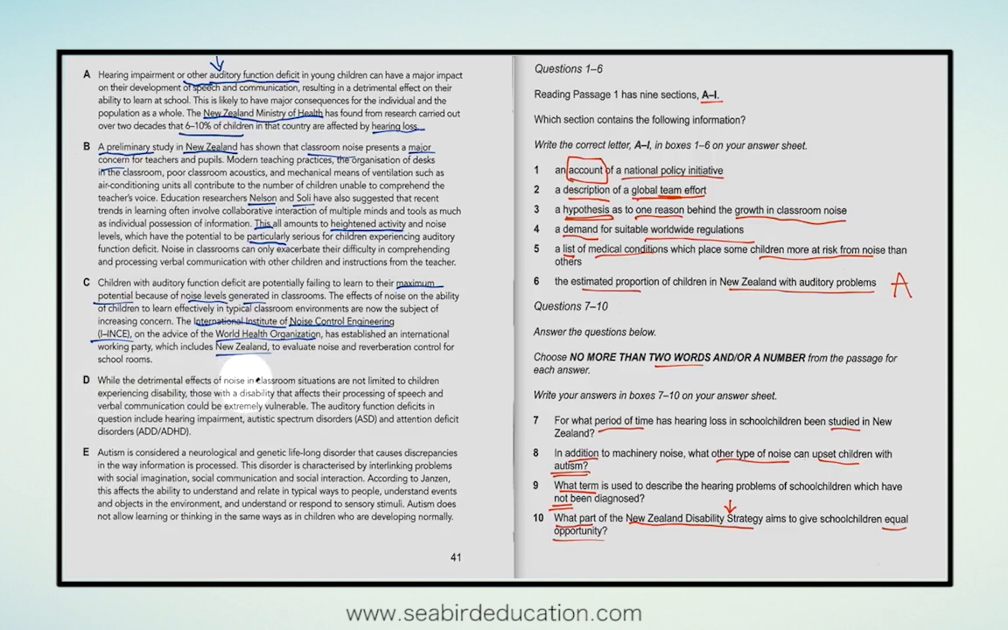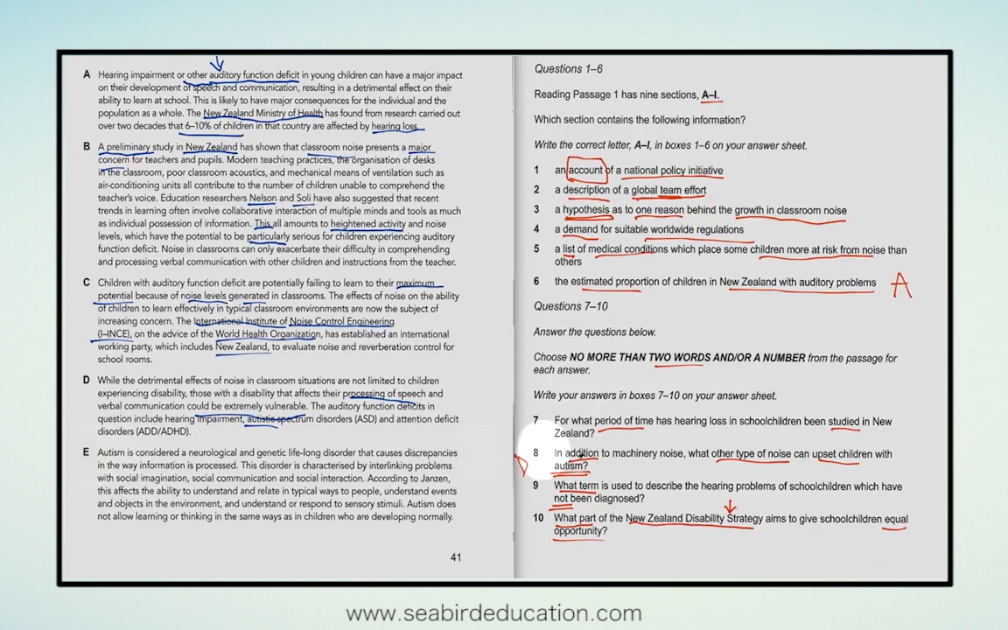While the detriment is not limited to children experiencing disability, those with a disability that affects the processing of speech can be extremely vulnerable. So processing speech, that's probably something related to this autism, which we've got over there. So have a look at that. Maybe we'll see something. I'm just going to put D here so we can remember to look back there. There we got this, autistic.